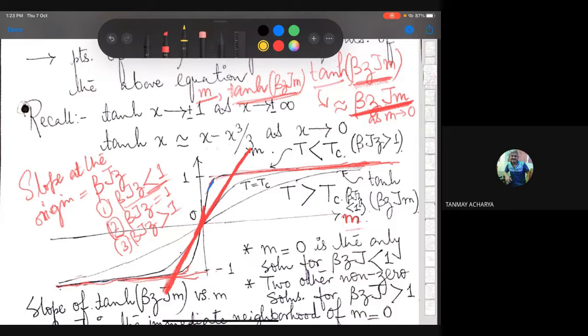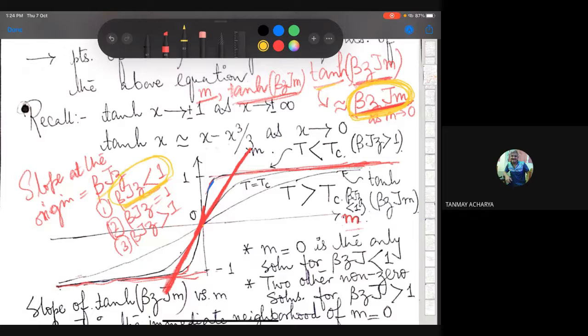Now, let's say when beta jz is less than 1. What is beta jz? It is the slope at the origin. That means at the origin, I should draw a straight line. And by the way, close to the origin, tan hyperbolic is a straight line as a function of m. So close to the origin, I should draw a straight line that has a slope smaller than 1.